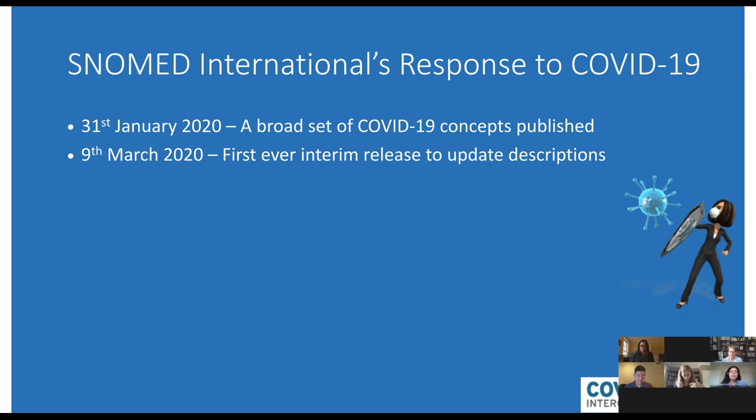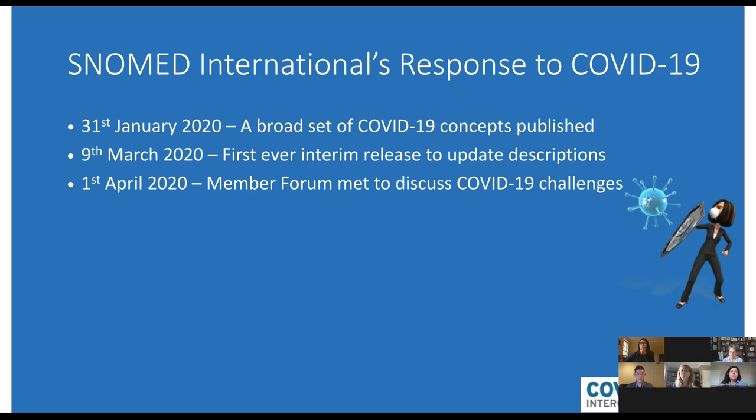Then in February, the WHO named the disease COVID-19, and the new virus was named Severe Acute Respiratory Syndrome Coronavirus 2. So on the 9th of March, SNOMED International published its first ever interim release to include these updated descriptions on the COVID-19 concepts. And then 2 days later, the WHO declared COVID-19 a global pandemic. As you remember, it all happened very quickly.